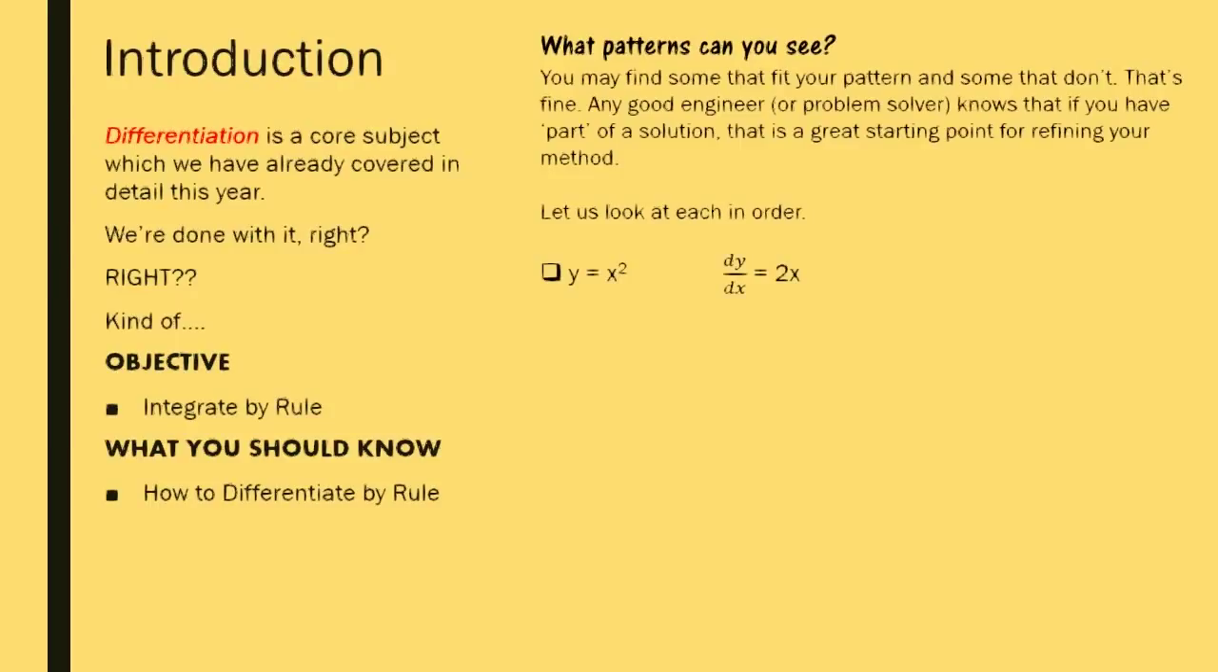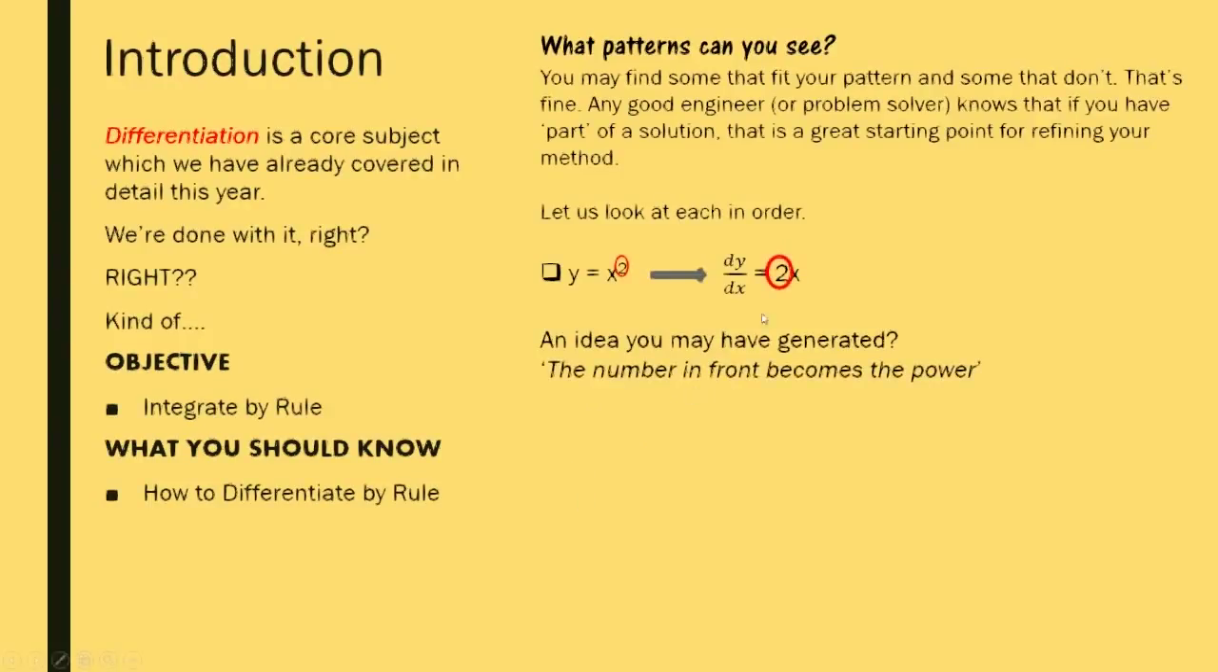If I look at y equals x squared, that gives us dy by dx equals 2x. What ideas might you have generated? I'm thinking you may have said that the number at the end, the power, becomes the bit in front when you do it. So that goes to the front there. We'll see if that works. So we'll look at the second one.